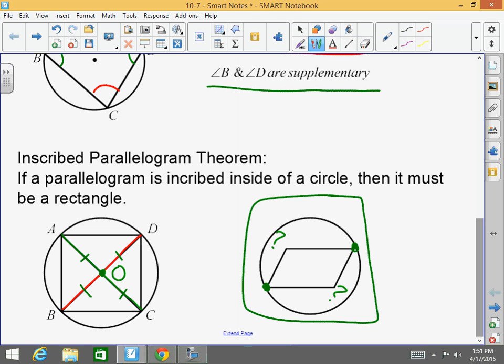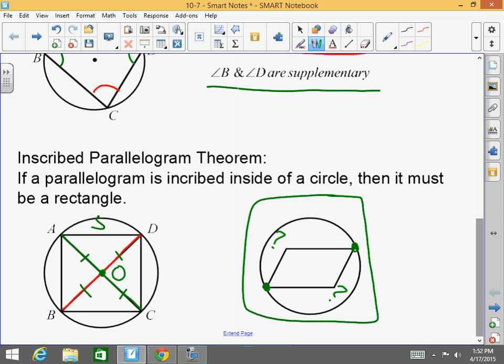Does that make sense here, guys? You with me? So again, the reason it's a rectangle is because the diagonals are congruent and the diagonals do bisect each other. Does that make sense? So again, this is technically a square as well. But it's not always going to be a square. Why is it not always going to be a square?